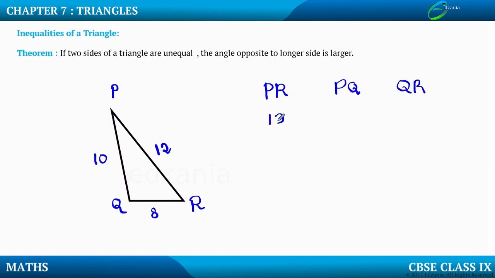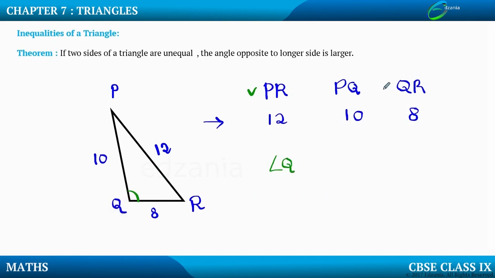PR is 12, PQ is 10, and QR is 8. We know that the angle opposite to the longer side is larger. So which is the longest side over here? PR is the longest side over here. Which is the angle opposite to PR? The angle opposite to PR is angle Q. So I can say that angle Q will be the largest angle.